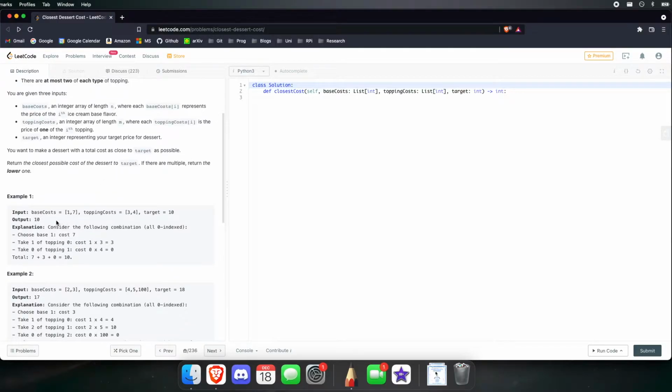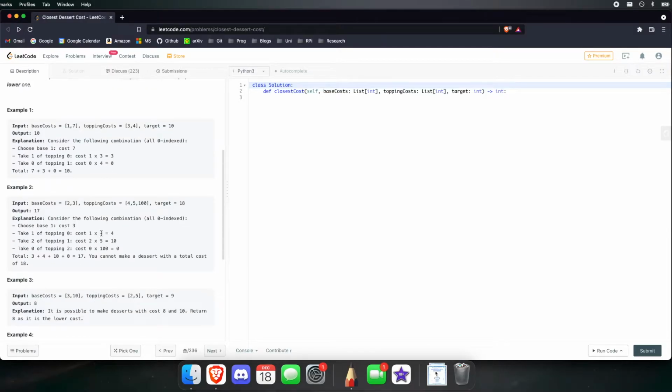So let's look at the first example. We have base costs of 1 and 7, topping costs of 3 and 4, then target of 10. The closest dessert cost to 10 will be a combination of choosing base 1 for a cost of 7, and then taking only one topping, which has a cost of 3, and not taking 4. So our answer would be 7 and 3 together, and that will give us 10.